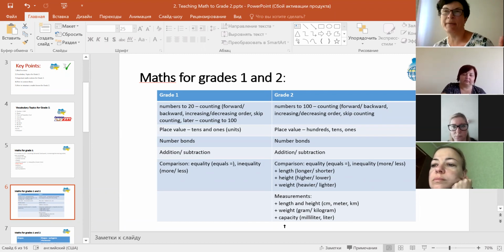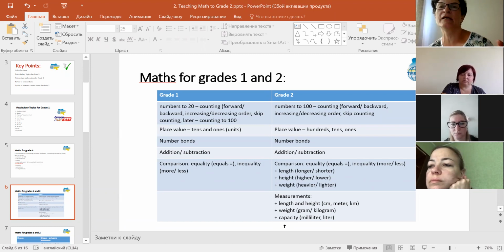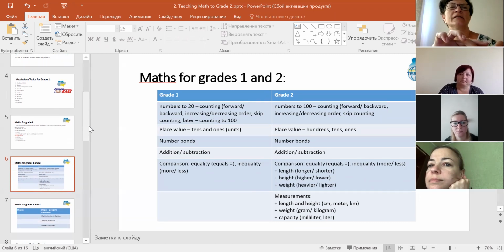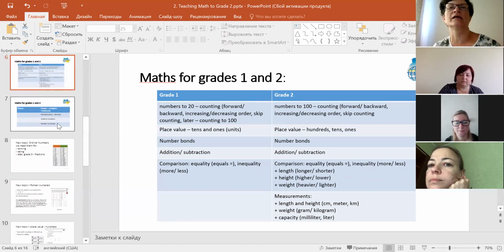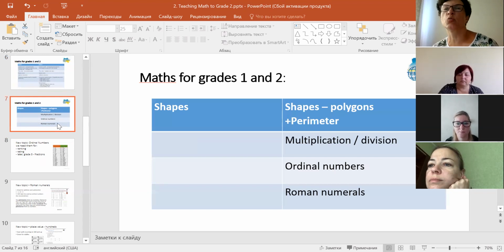And when we do capacity, объем, we do it in liters and milliliters when we talk about liquids, for example. And next, here we'll continue working with shapes. But as I've already mentioned, the shapes will be polygons. Can you name me a couple of polygons?